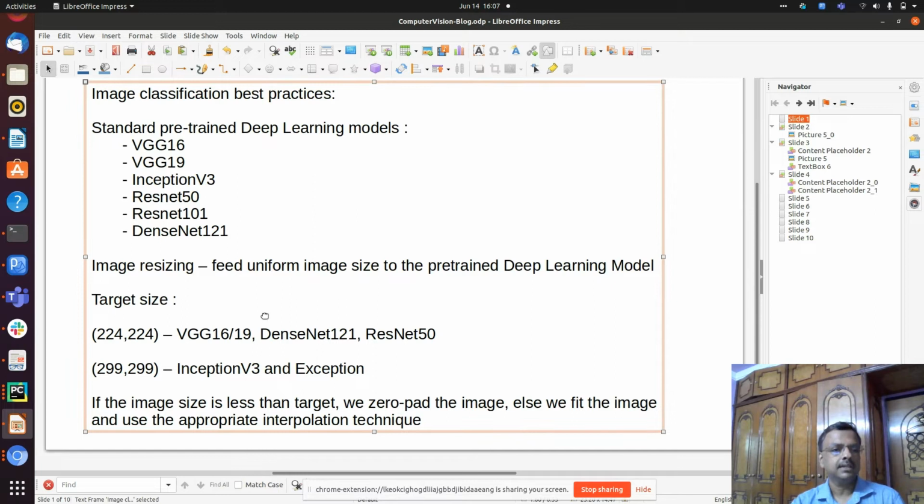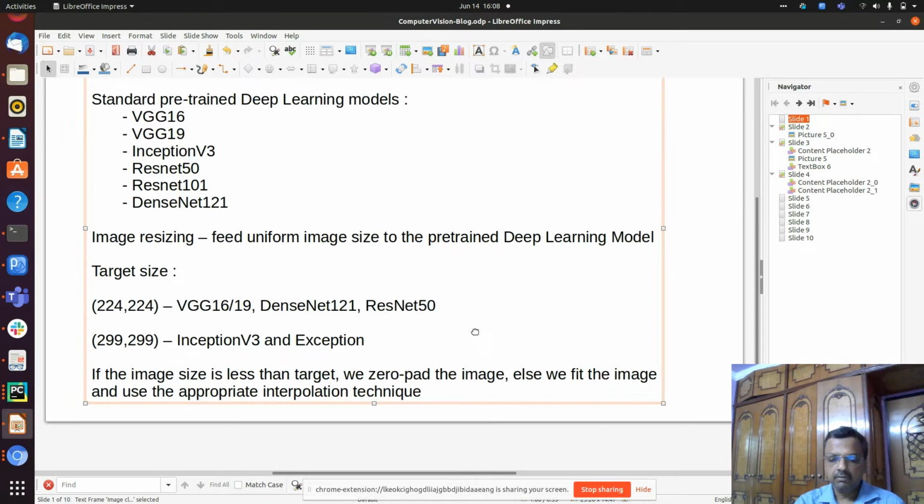And as we discussed last day, each of these networks may have their own input image size specifications. For example, many of these networks have an input image size specification of 224 by 224. The Inception V3 and Xception have an input image size specification of 299 by 299. So we have to do the image resizing keeping in mind which network, which model we are using, right? So that is the first thing, that we should not restrict ourselves to one pre-trained network, right?